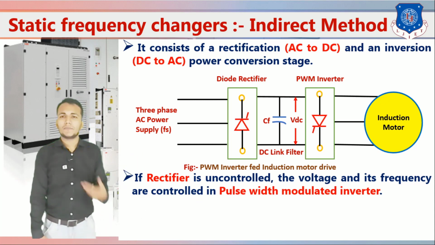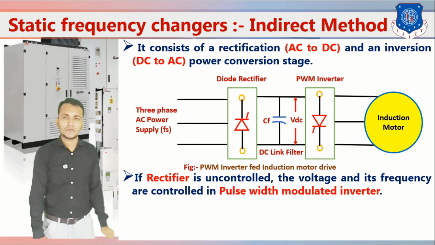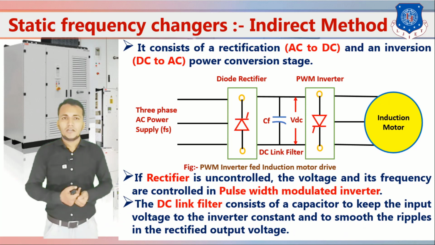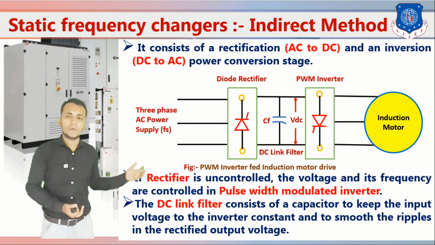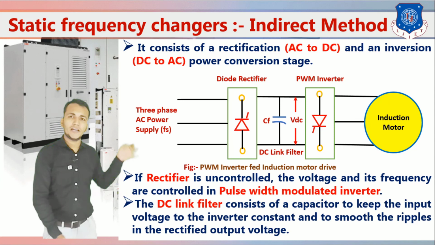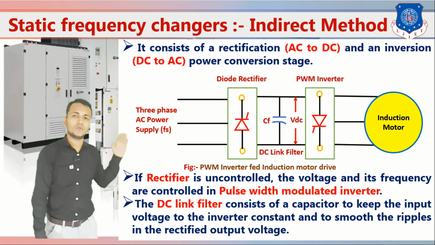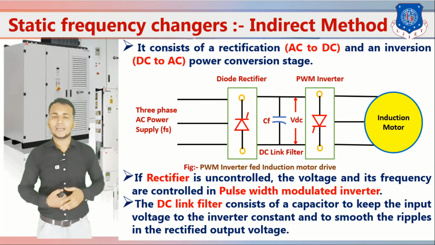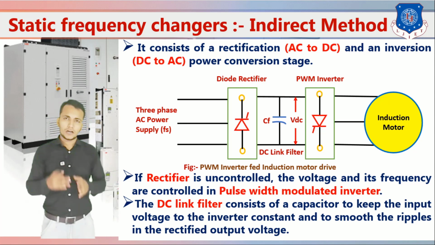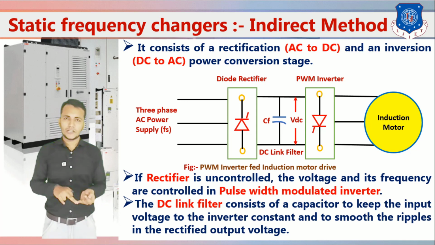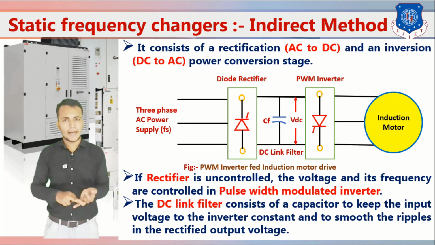Sometimes we can use an uncontrolled rectifier also here. The DC link filter consists of a capacitor to keep the input voltage to the inverter constant and to smooth the ripple in the rectified output voltage. So we have already explained, a DC filter is provided to maintain a constant DC supply, with the ripple content removed by the capacitor. So those are the two topics of this chapter: static frequency changer with the direct method and the indirect method.